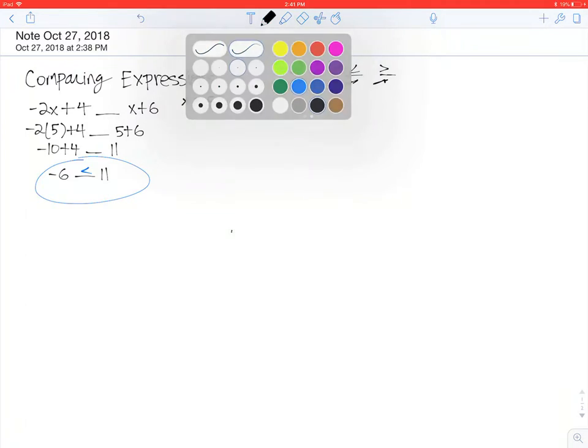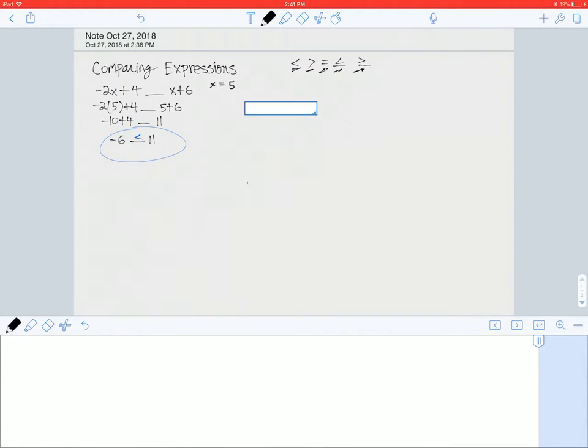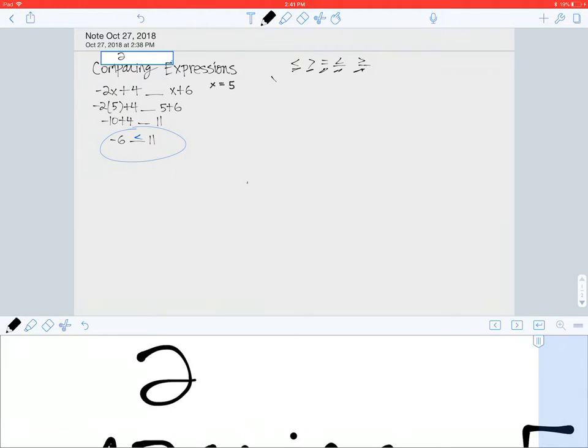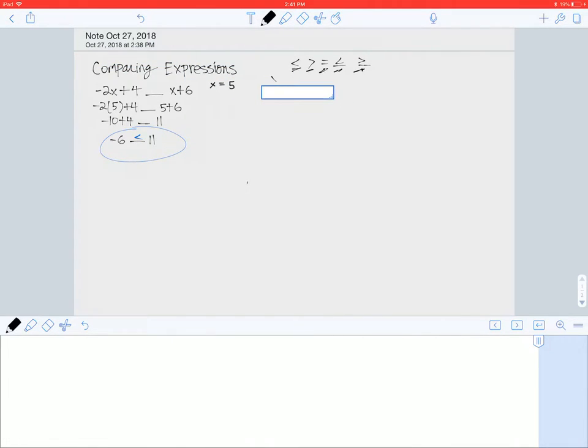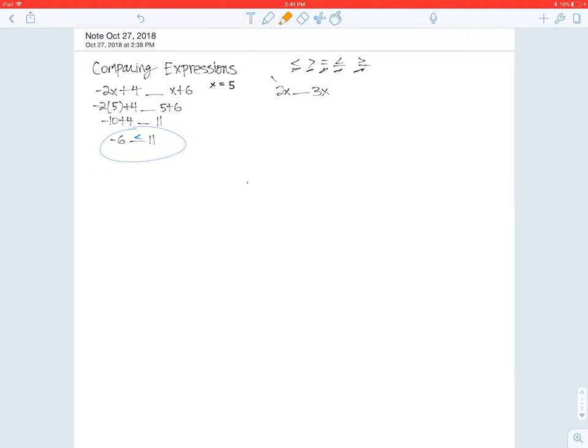So now you should know how to solve these kinds of problems. But what if we have a more general kind? Let's say we have 2x and 3x.